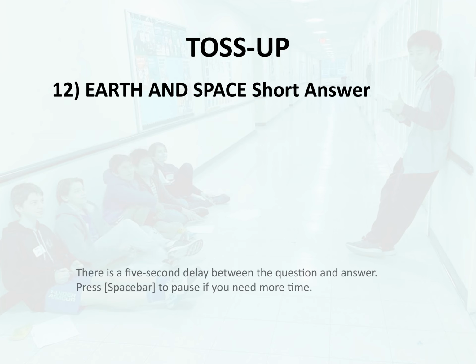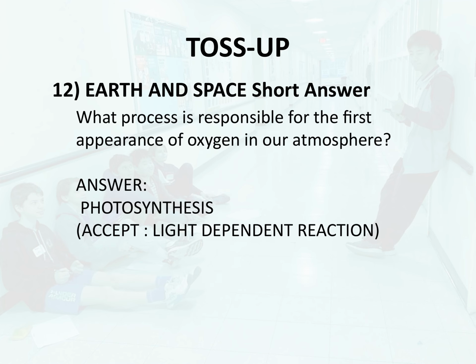Toss-up 12. Earth and space. Short answer. What process is responsible for the first appearance of oxygen in our atmosphere? Answer. Photosynthesis.